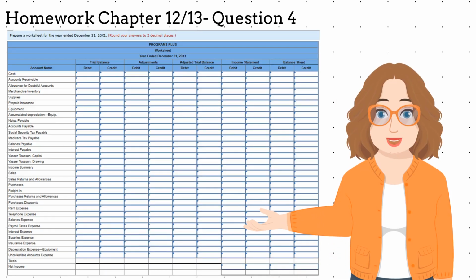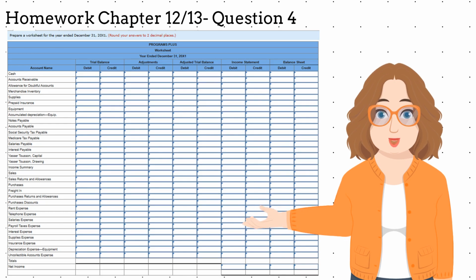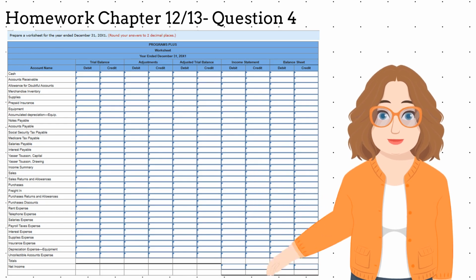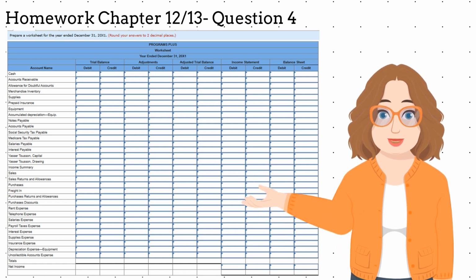The first step is to prepare the worksheet by first transferring all of the account balances and the appropriate debit and credit balances. Be sure to total the debit and credit column and double-check that they are the same before you continue on to recording the adjustments. Please take a look at the adjustments that need to be recorded in the worksheet.